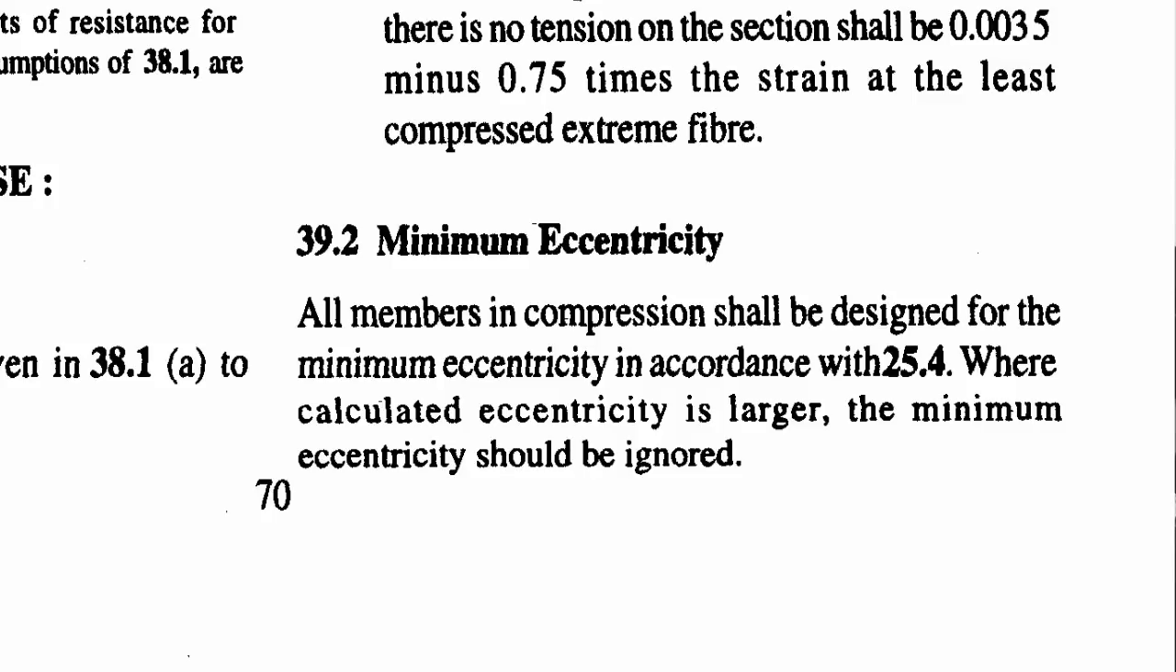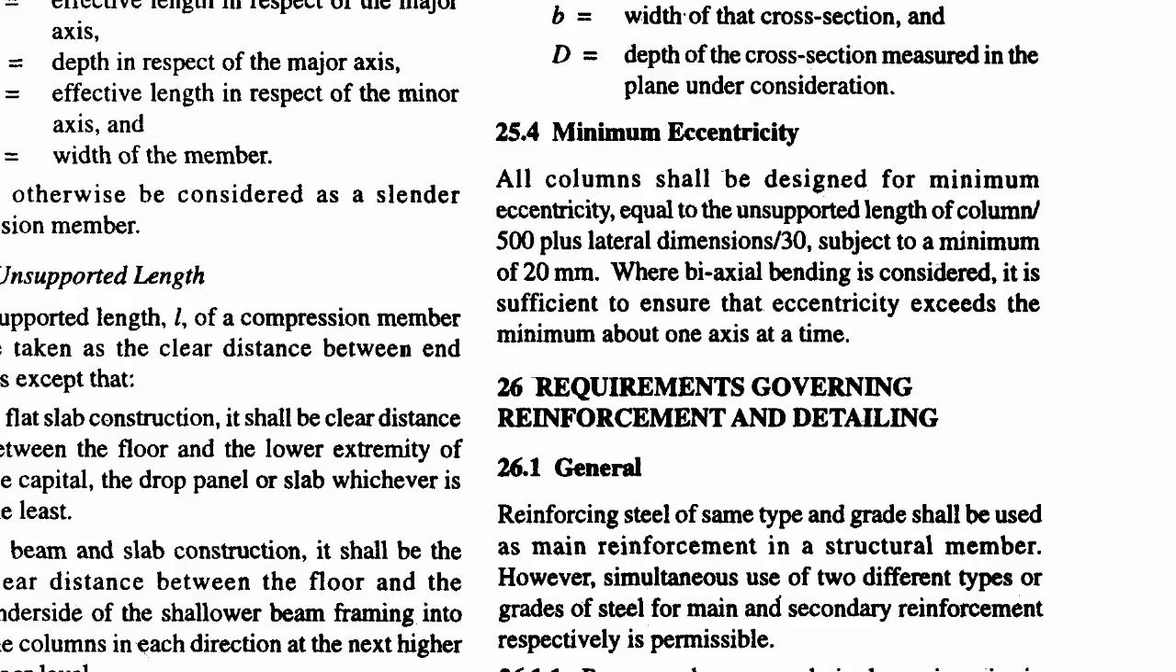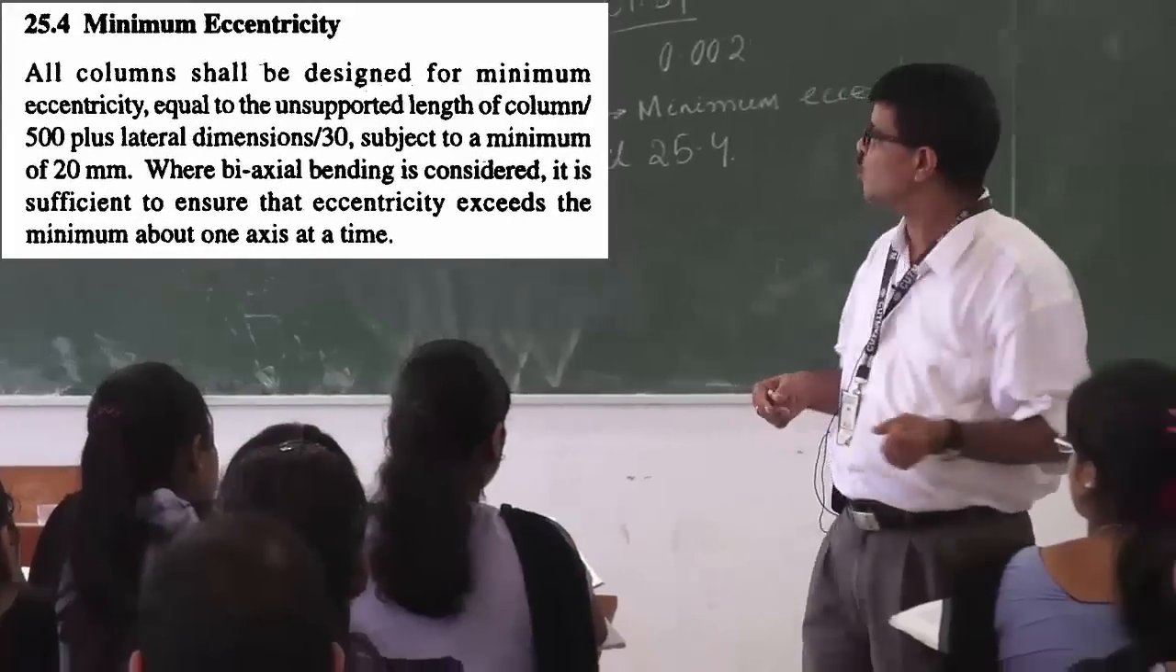What is 25.4? Where calculated eccentricity is larger, the minimum eccentricity shall be ignored. Okay, so 25.4, what is the page number? Page 42. Now this is the minimum eccentricity. What does it say? All columns shall be designed for minimum eccentricity. So it may not be exactly coinciding. There will be a slight deviation between the axis and the CG of the loads.